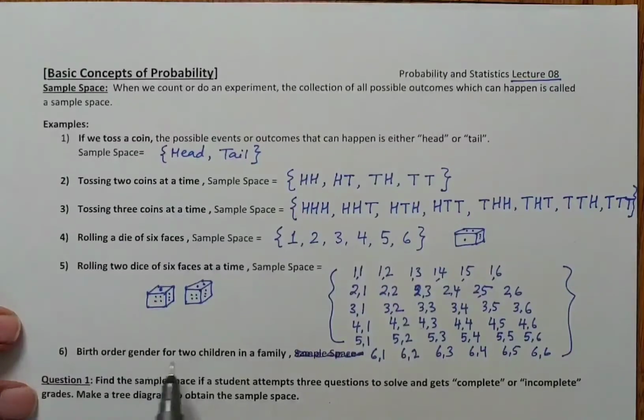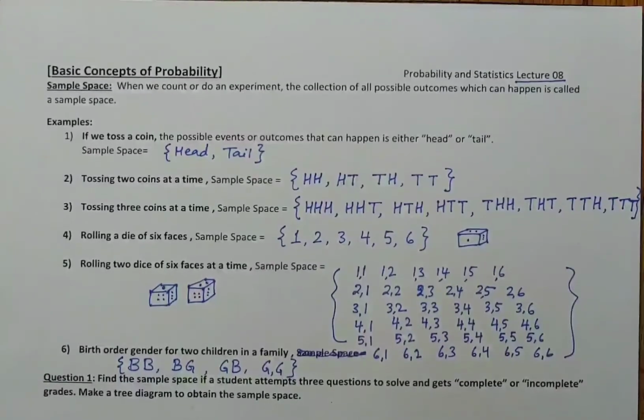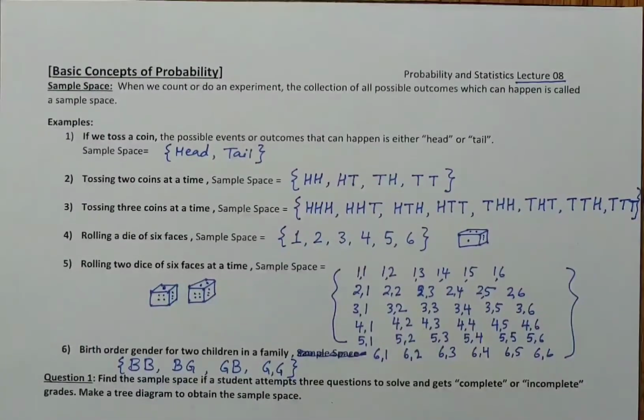Birth order gender for 2 children in a family. So they can have a boy and boy, boy girl, or girl boy, and girl girl. So these are the 4 total possible outcomes if we consider the birth order gender for 2 children in a family. So this is the sample space.